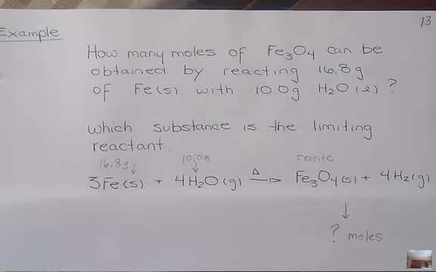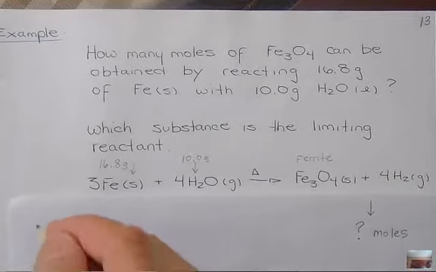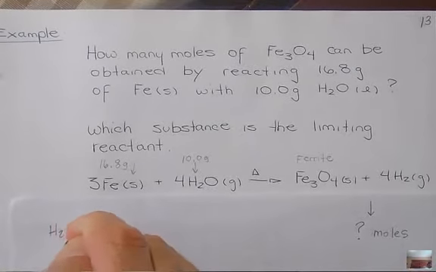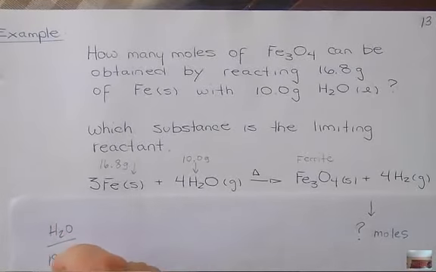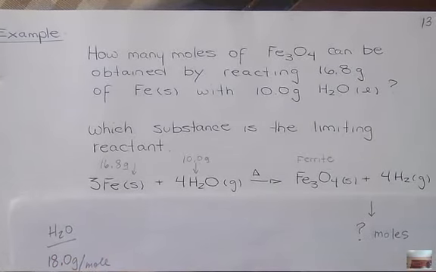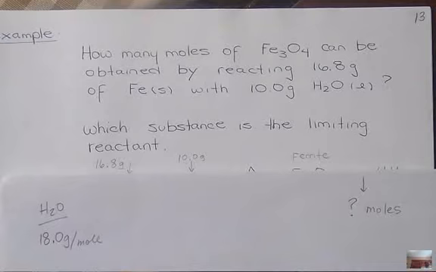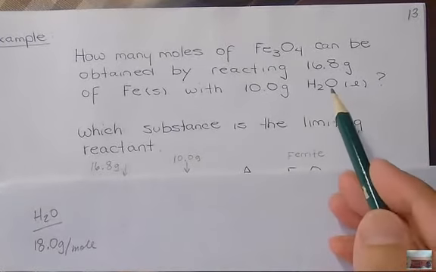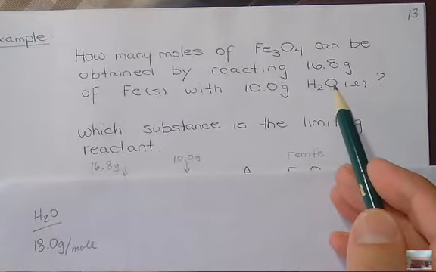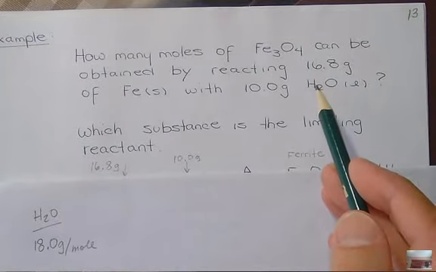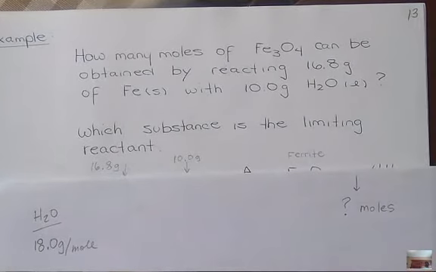Okay, so I'm going to need two molar masses. So I'll do those two over here. The first one is water, which we've done many times. Water is 18 grams per mole. We're going to need that, right? And that's from oxygen being 16 grams per mole and each hydrogen being 1. So 16 plus 2 gives you 18.